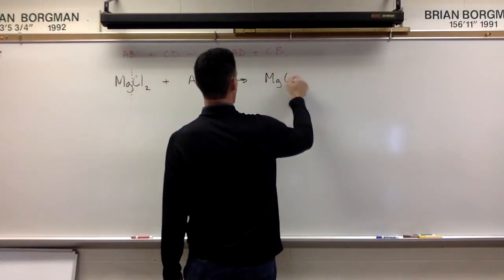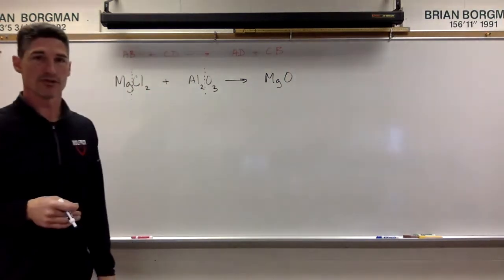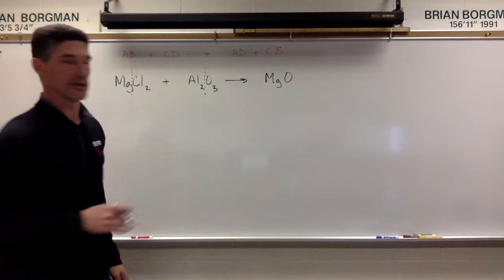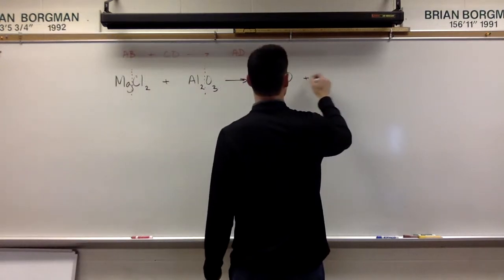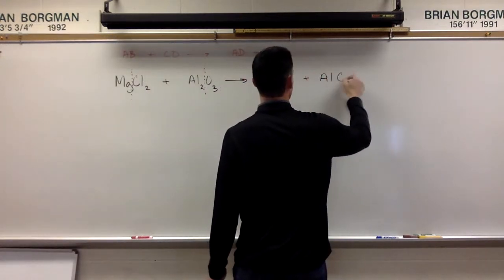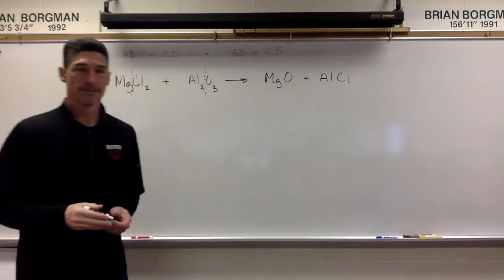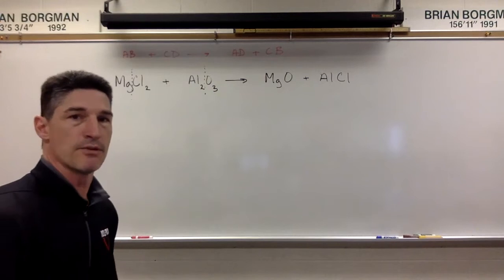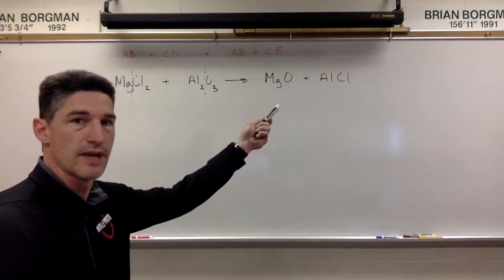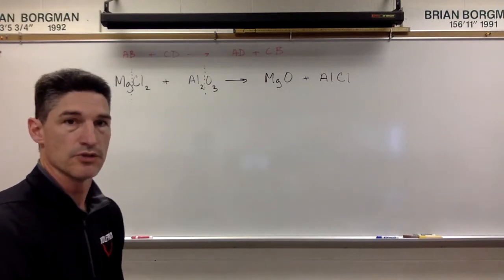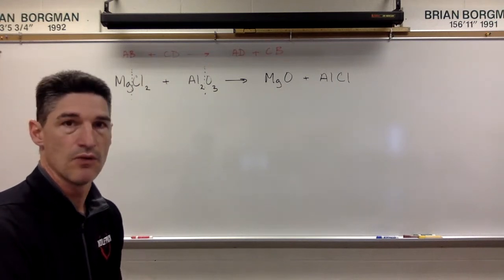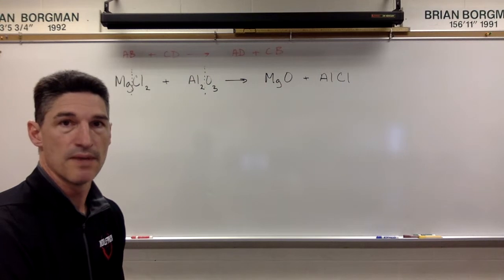Mg and O. I don't even know if that's neutral yet, but I know those are the two that go together. And we're going to have aluminum and chlorine, so I'm going to throw those up here. Now that I've done that, I have to make sure that those compounds on the right-hand side are actually neutral. To do that, I need to use my periodic table and figure out what their charge would be when they became their ions.